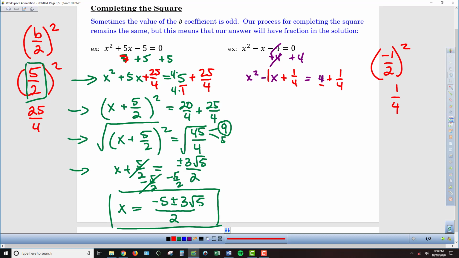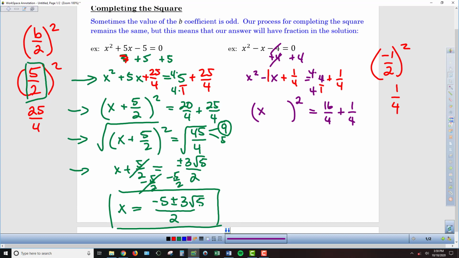So on this other side here, I've got to get a common denominator between those two in order to be able to add those. So again, I'm going to multiply by 4 on the top and bottom. So I'm going to get 16/4 plus 1/4. And then on the other side, I'm going to factor it the same way that we did before when it's an even number.